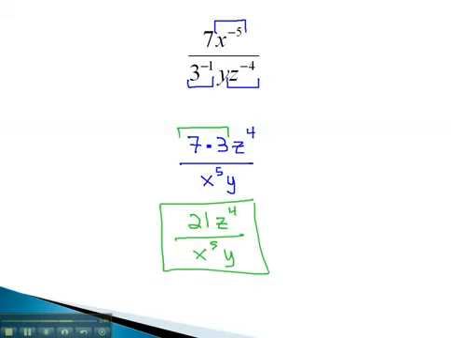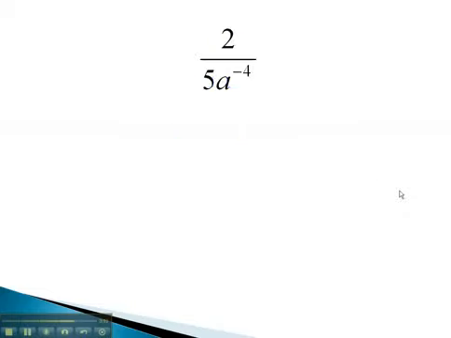Let's take a look at one more example, where we can see negative exponents moving the factor it's attached to the opposite side of the fraction. In this expression, we've got a to the negative fourth. Notice that exponent is only on the a, not the 5. This means the a is the only thing that will move to the other side of the fraction. We have a 2 in the numerator, and a to the fourth moves to the numerator. A 5 is in the denominator.